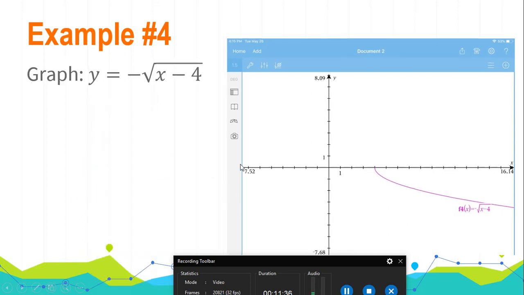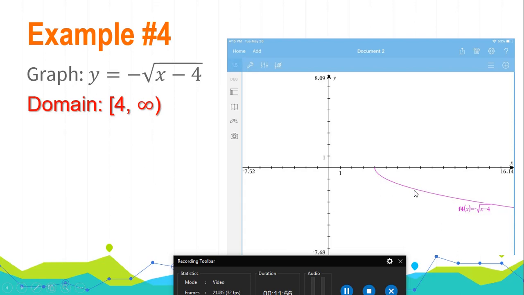So the domain, starting over here on the far left, as we travel along the x-axis, we don't hit the graph until we hit positive 4. But you'll notice even though it's underneath the x-axis, it's still positive and it's heading towards positive infinity. So the domain is from 4 to infinity.